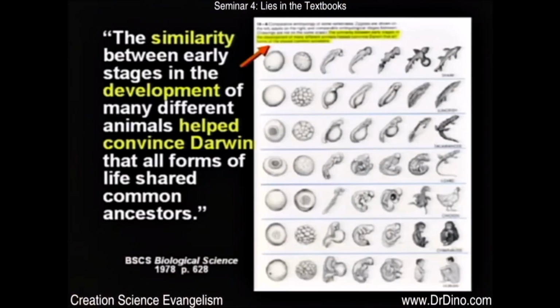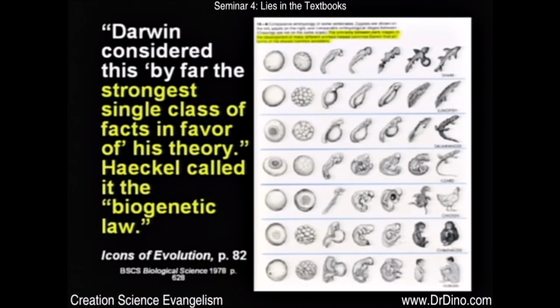This textbook says the similarity between early stages of development of many different animals helped convince Darwin that all forms of life shared common ancestors. Darwin considered this the strongest class of facts in favor of his theory. This was the best evidence Darwin knew of for his theory. The guy who made up this dumb idea is named Ernst Haeckel.